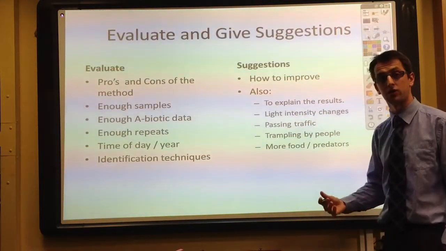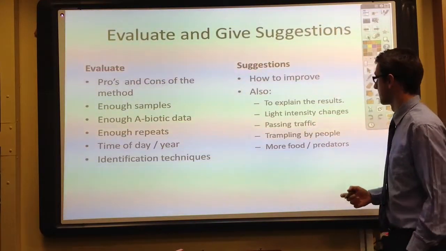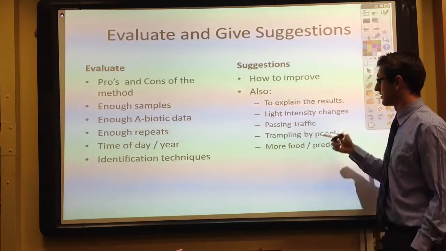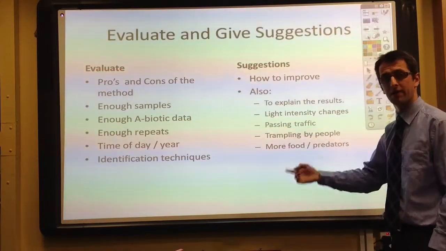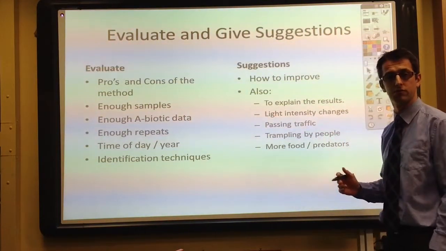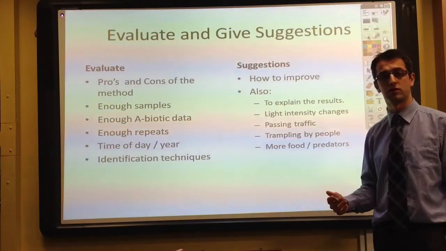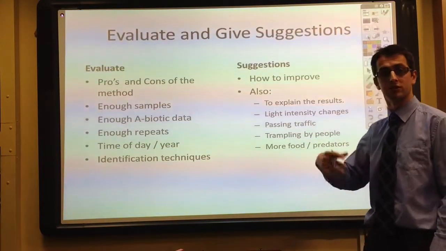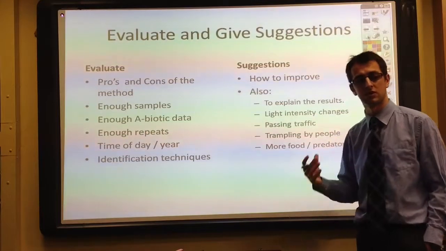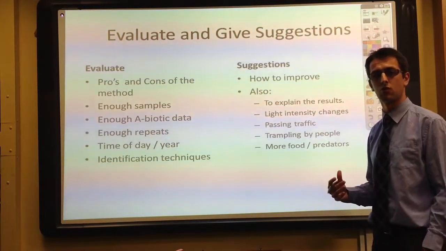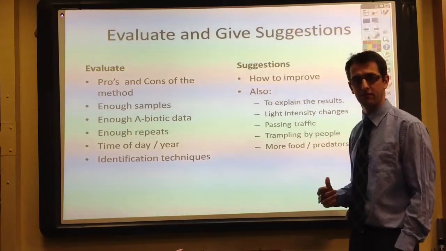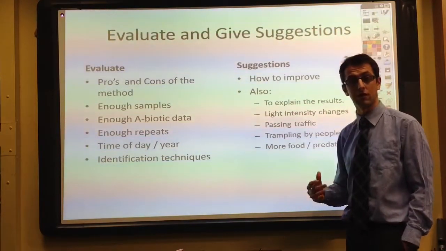Thinking about the biology elements, obviously. So light intensity, passing traffic, trampling of people because there's a footpath going through a particular area. Maybe if somebody introduced new predators, maybe it's closer to the water so there's more food available for certain species. Give sensible suggestions as to why those organisms may have distributed themselves the way that you find that they have.